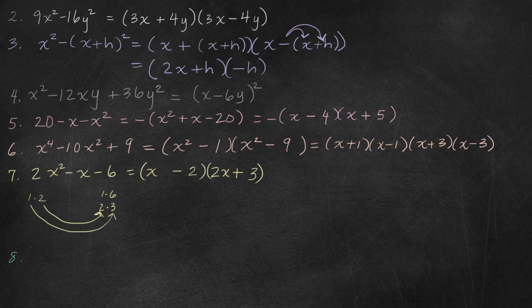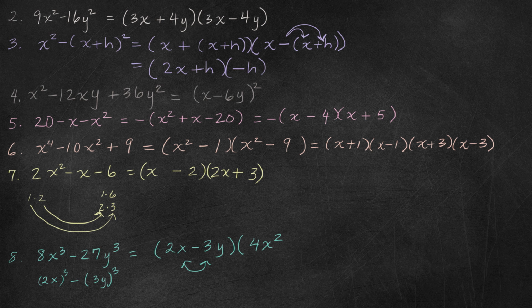Number 8, we want to factor 8x cubed minus 27y cubed. This is the difference of cubes. We're going to use our difference of cubes formula. The cube root here is 2x, and the cube root of 27y cubed is 3y. So this factors as 2x minus 3y times the quantity 2x squared is 4x squared. And then I multiply these two together, so I get negative 6xy.